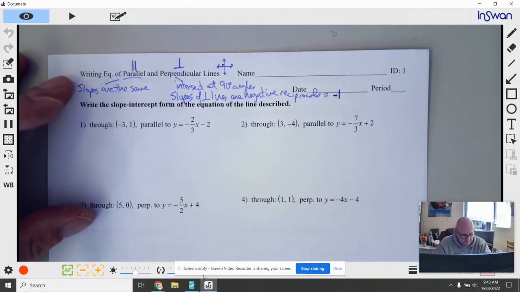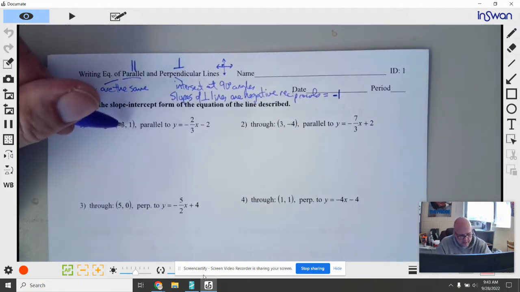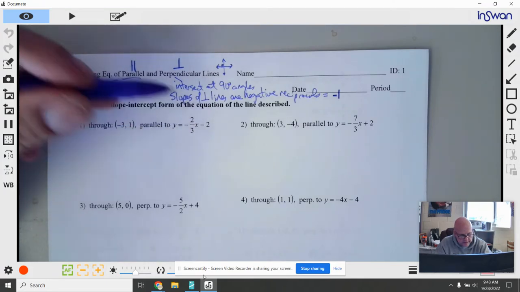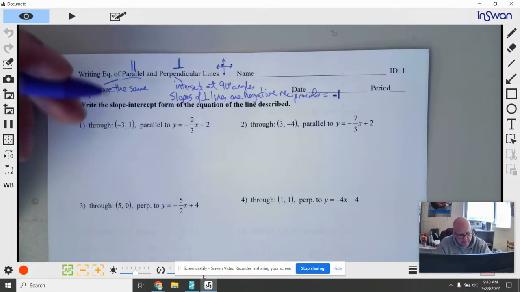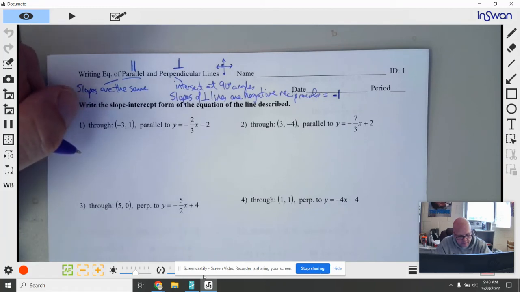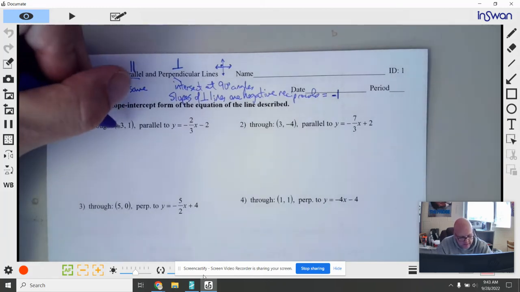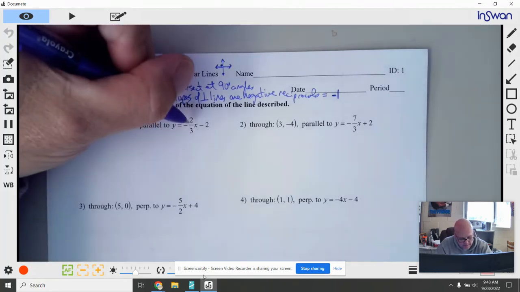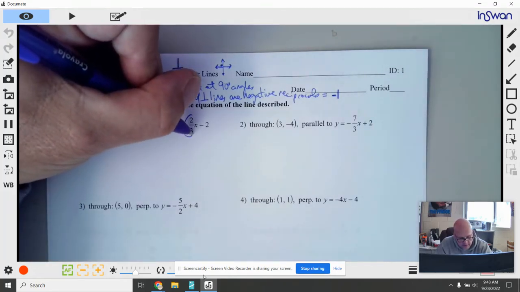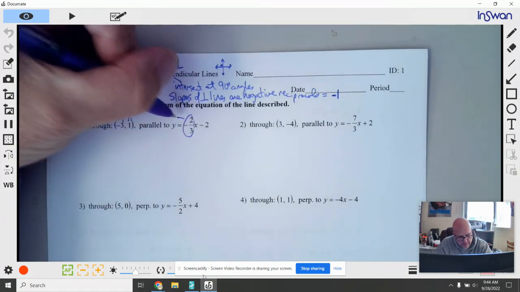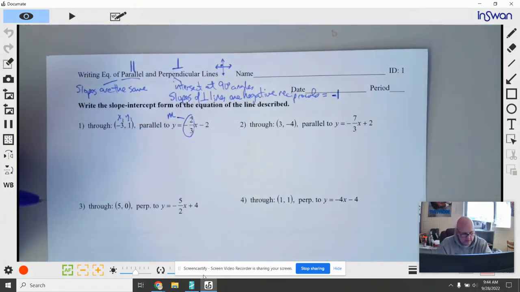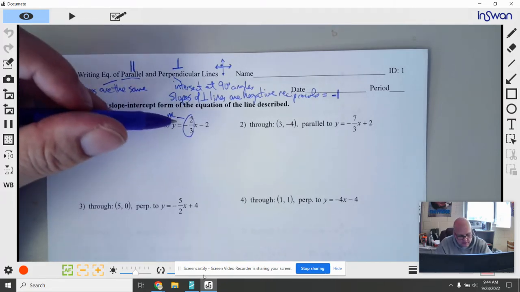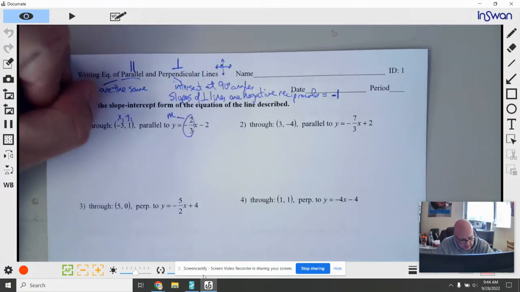Okay, so number one, there's a line that goes through this point, -3, 1, and it's parallel to this line, y equals -2/3 x minus 2. So I'm going to use my point slope form, but I need a point, which I do have, x sub 1, y sub 1. I need a slope. And it's already written in slope intercept form, so this is my m. So I have everything I need. I know if the line is parallel to this line, it's got to be the same slope. So I'm going to set it up.